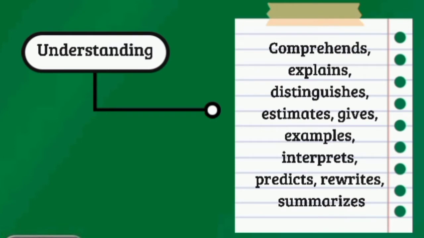Next is understanding. It is comprehending meaning, translation, stating a problem in own words, making meaning. Example keywords, we have comprehends, explains, distinguishes, estimates, gives examples, interprets, predicts, rewrites, and summarizes.